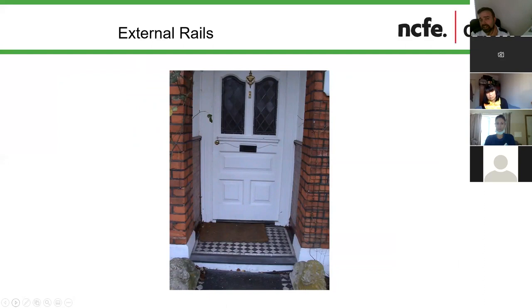So looking at this one then for external rails, what would be the problem with fitting external rails here? It's the bricks, isn't it? Yeah, so it's the bricks, depends where you're going to put it. So you may need a rail, first of all, on the outside, just to get into the front porch, and then you're going to need one by the front door.